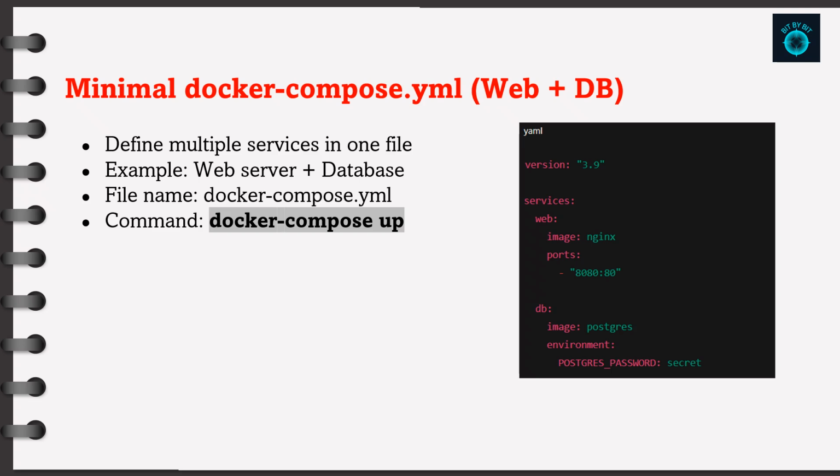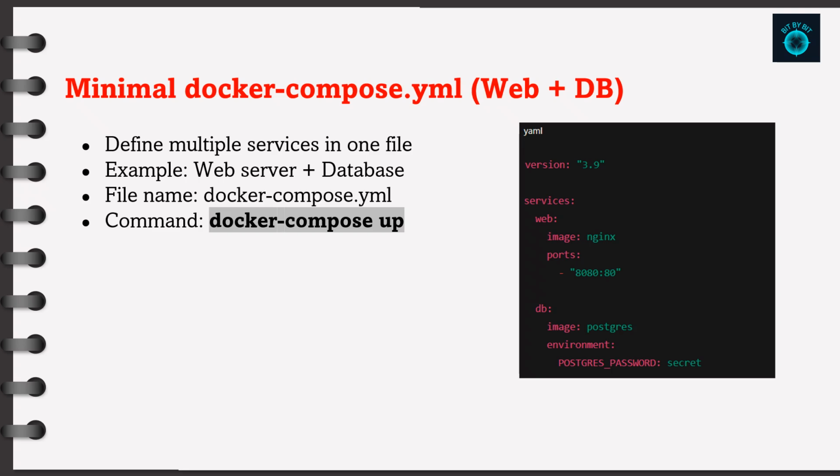The second service is called db. It uses the Postgres image, which is a database. We set one environment variable, POSTGRES_PASSWORD equals secret. That sets the database password. That's it, just 2 services in one file.